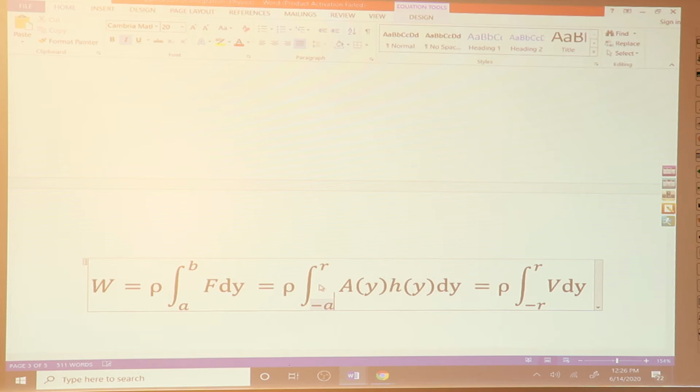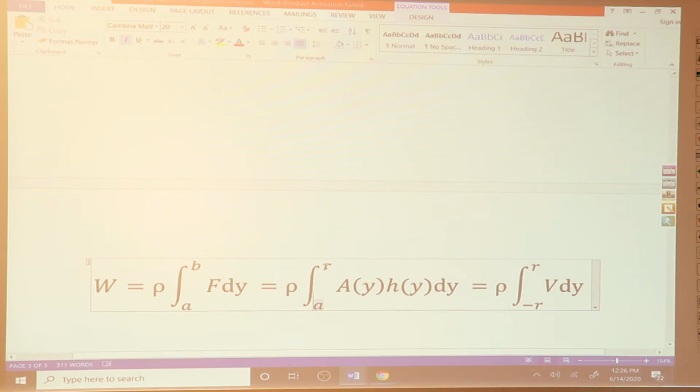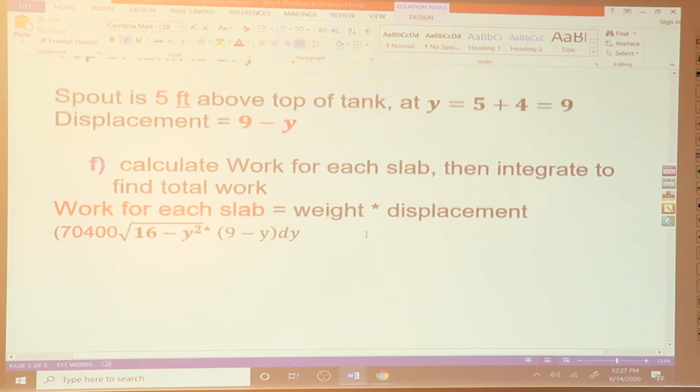I'm going to change my A to B, whatever limit you have. This is another formula you can use. The area of the base times the height equals the volume. This is a basic geometry formula, right? Rho times v is what gives you the force.